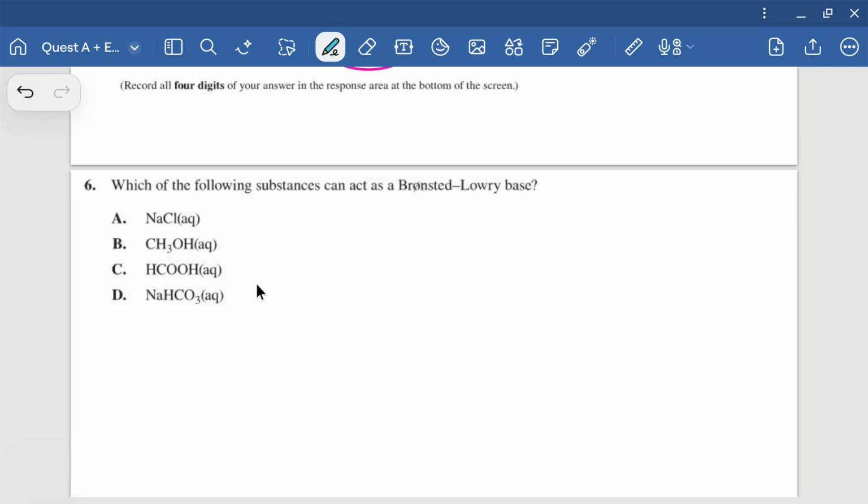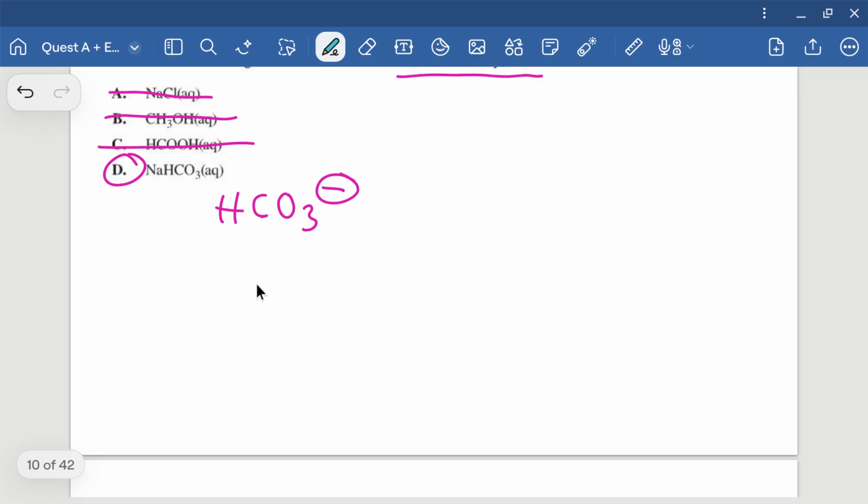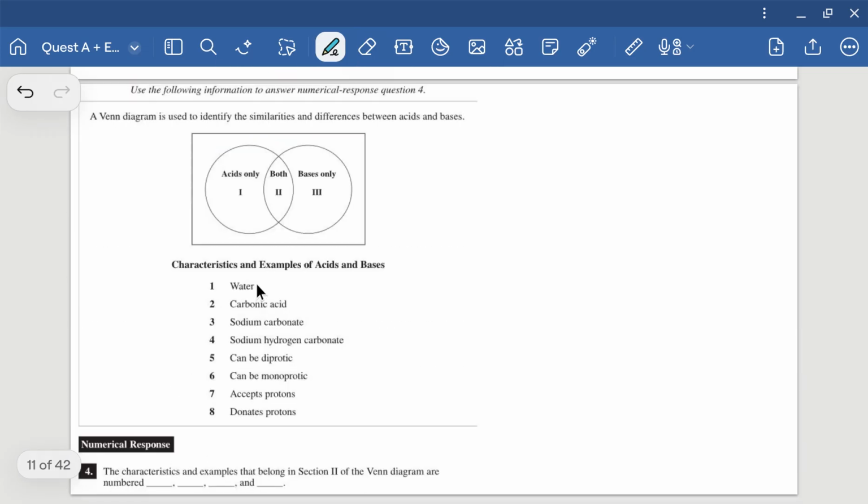Which of the following can act as a Bronsted-Lowry base? To be a base, you have to be able to accept a hydrogen. You also want to be, let's just take a look at here, Bronsted-Lowry. So this is an acid, so not this. You don't want to be strong, so we'll take that one out. This we don't have, it's just an ionic compound, so it just would be D. So when we split this apart, we have HCO3 negative. That negative means that you can accept that base, or sorry, an acid.